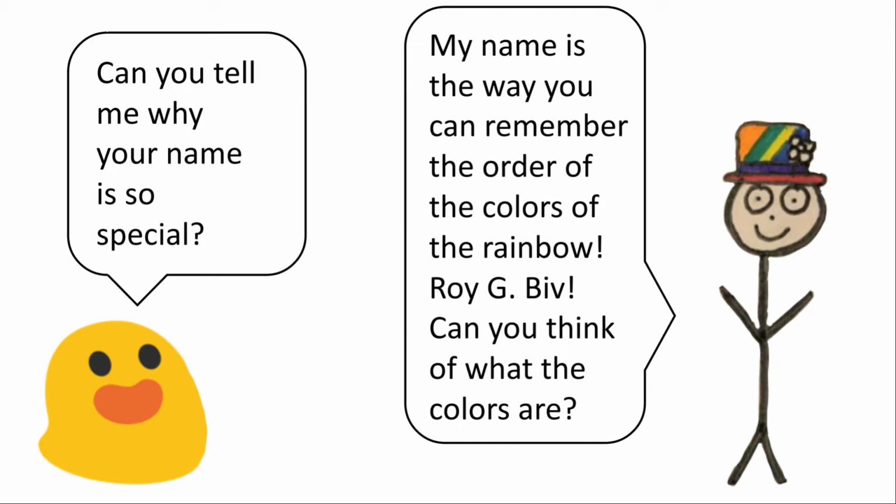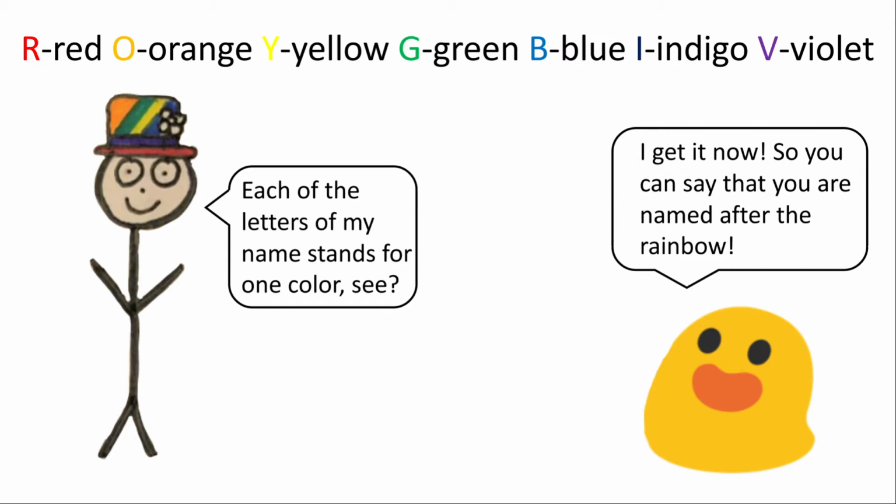So his name is the way you remember the order of the colors of the rainbow. Wow, okay. Do y'all think y'all know what the colors are? Can y'all think of those colors? Each of the letters of your name stands for one color. That makes so much sense. So his name is Roy G. Biv. Roy is red, orange, yellow, G is green, and Biv, his last name, is blue, indigo, violet.